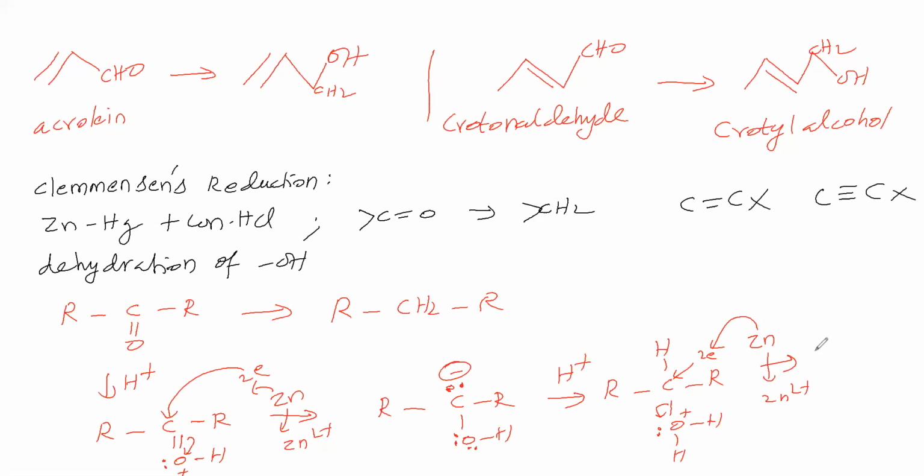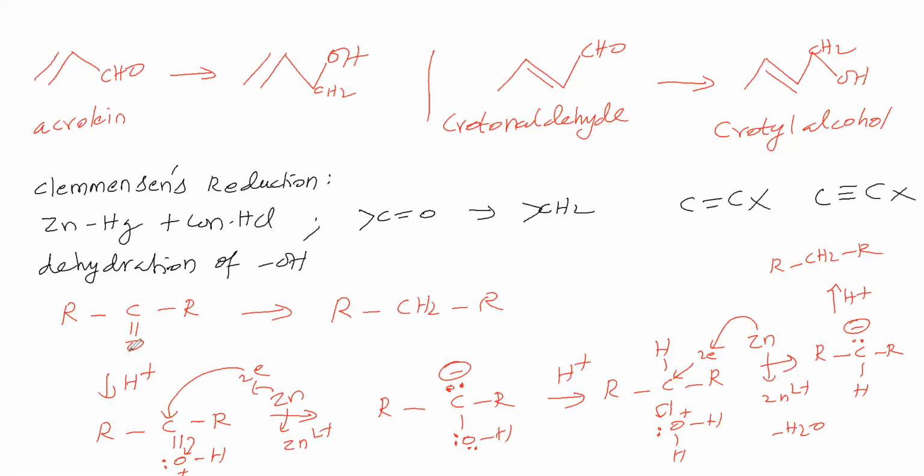This water is leaving, therefore we are getting C minus here. Now this C minus, where one nitrogen is already there, takes H plus from the acid and becomes RCH2R. Therefore, the carbonyl group becomes a methylene group, we can say.